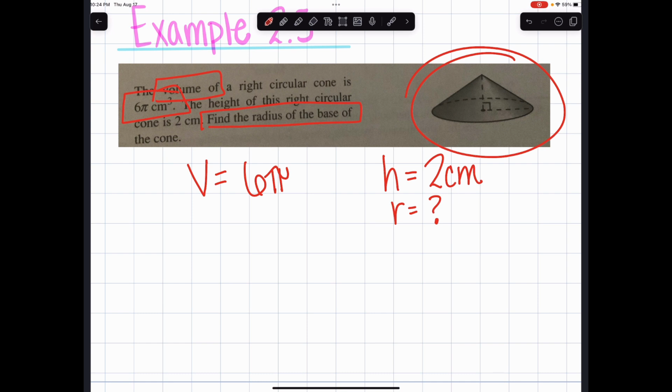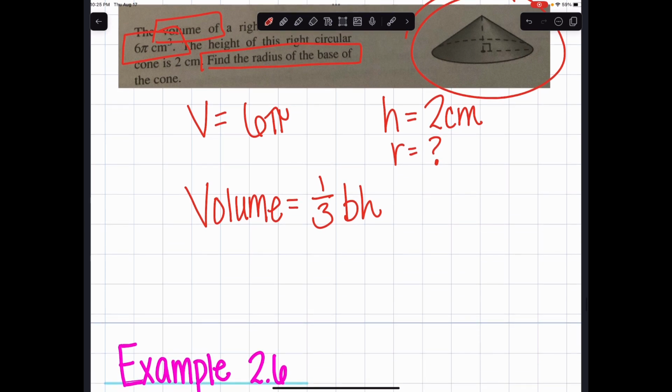So what is the formula for volume? You have to remember the formula for a cone. Volume is base times height times 1/3. Remember the ice cream cone? Volume is 1/3 base times the height. Now, when we substitute in the values that we know, we know that the total volume is 6 pi, so I'm going to put 6 pi over here.